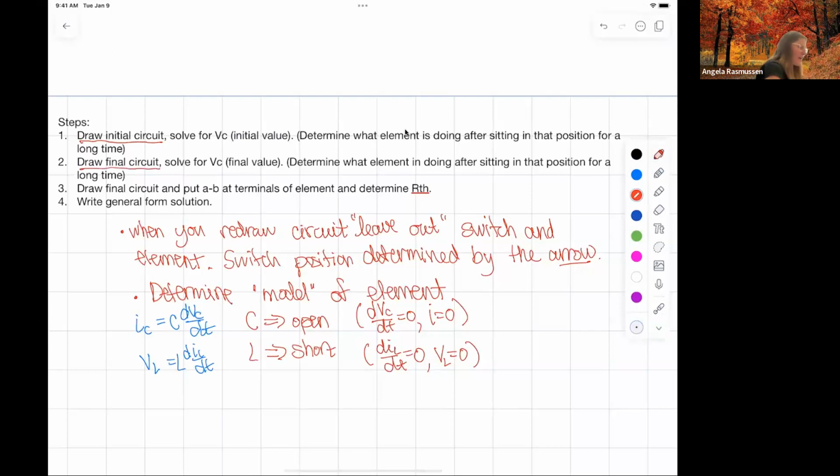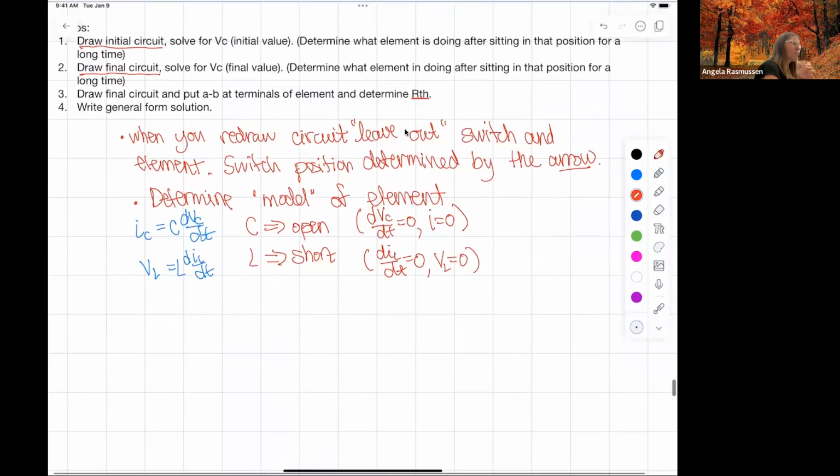So then redraw it again at the final. Again, determine what the switch is doing and what the element is doing. Then draw the final circuit and put the element at an A position and a B position. That determines the pathway you take to find the equivalent RTH for that circuit, and that's how you find tau.